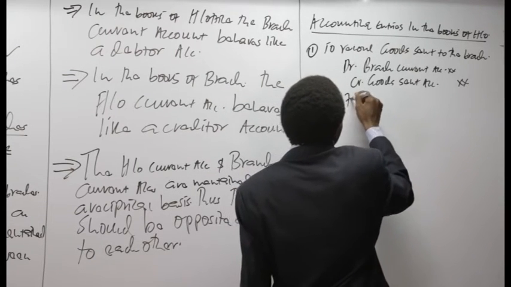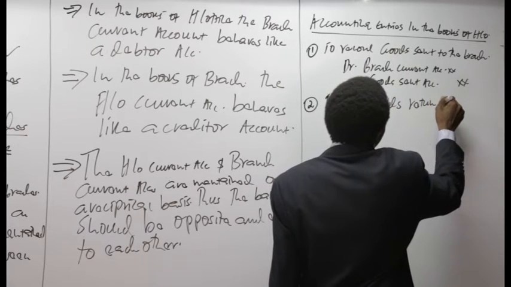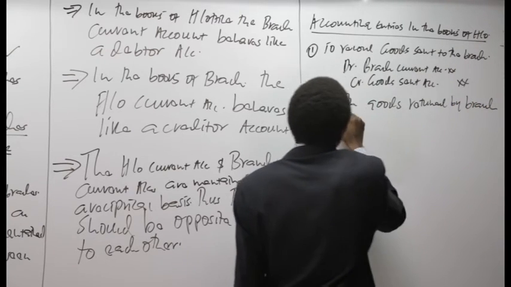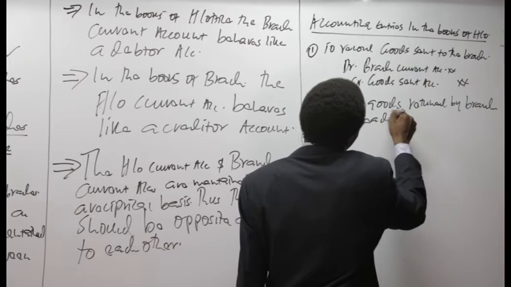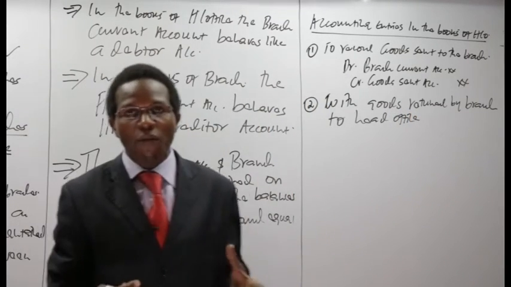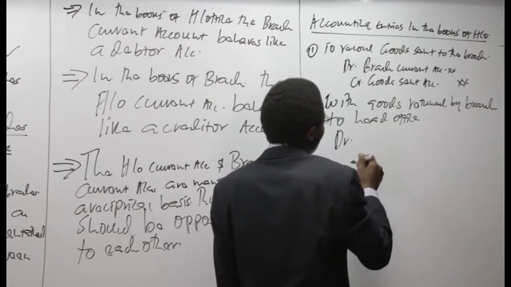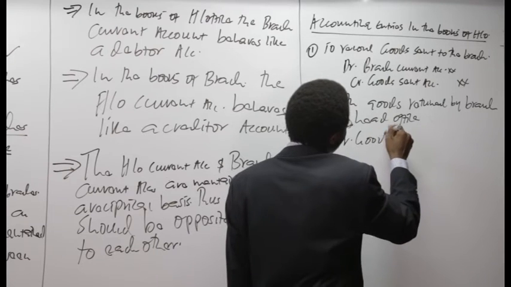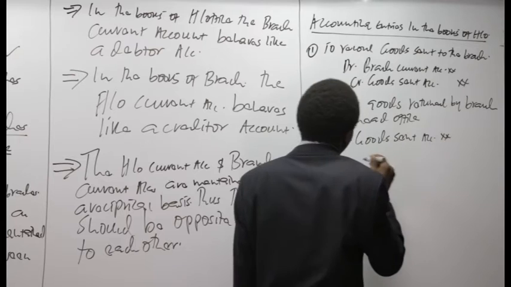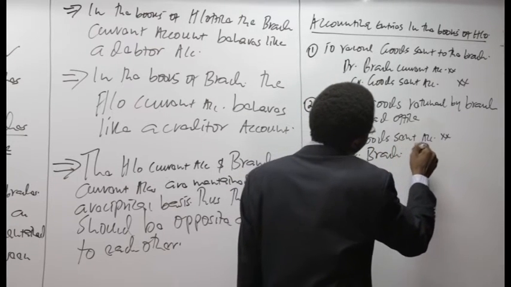with goods returned by branch to head office. Goods may be returned to the head office for one or two reasons. Maybe they are faulty or something like that. So you are going to debit the goods sent. You credit the branch current account.